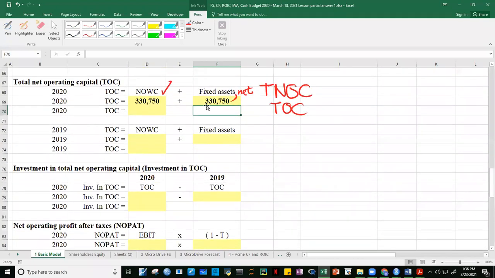Okay, nagkataon guys na nagkapareho. So that doesn't mean anything. It's not telling us that they should be the same. It just so happened that in this example, the NOWC and the net fixed assets are the same. So our TOC for 2020 is the sum of our operating working capital plus our fixed assets.